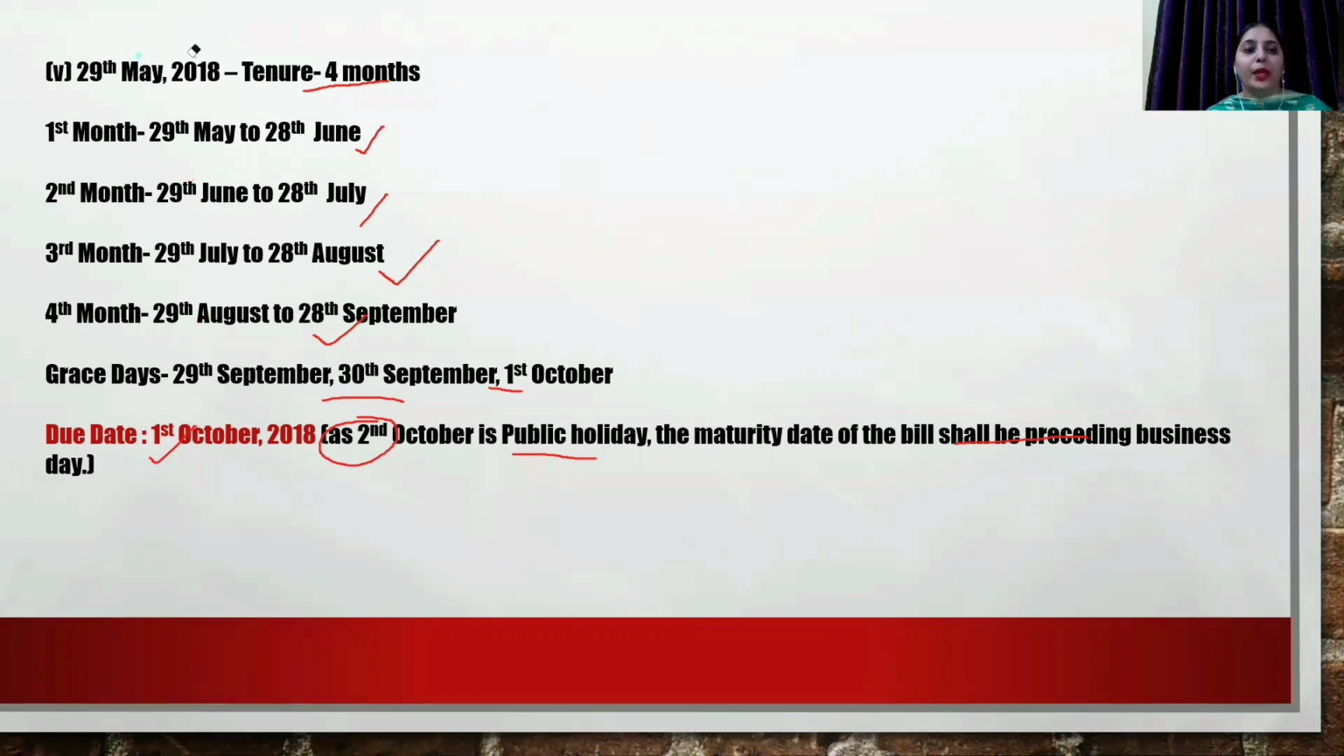I hope now you people know how to crack due dates, because even if it comes in your full-fledged question, it will still carry marks. Due dates carry marks, so be very cautious while calculating due dates.